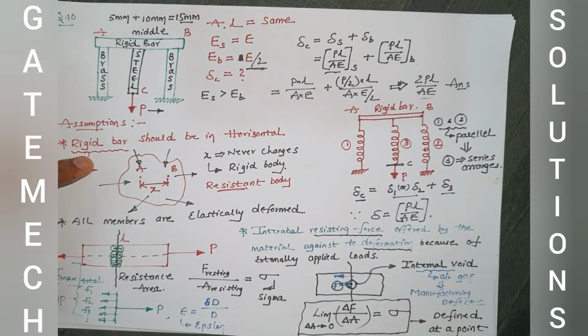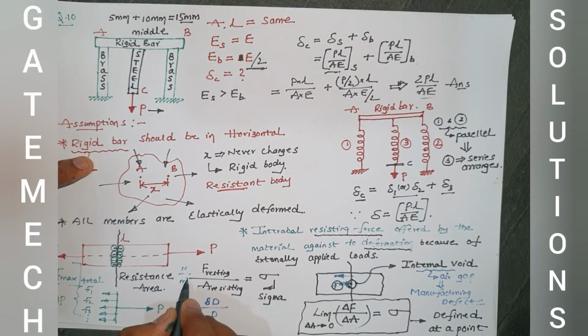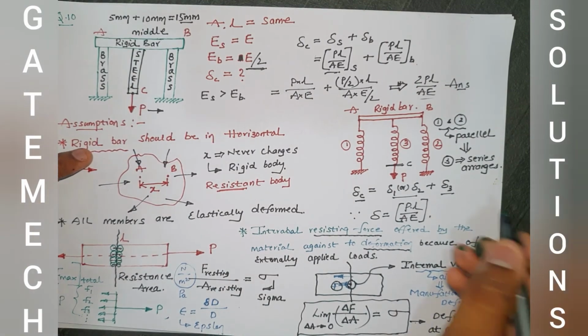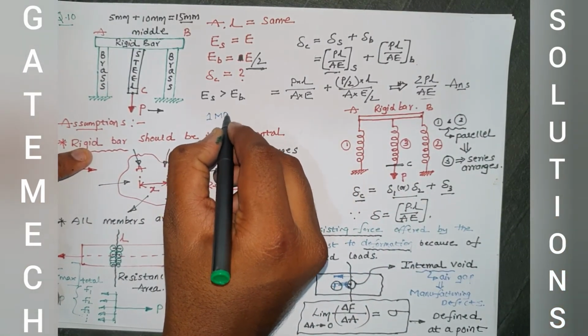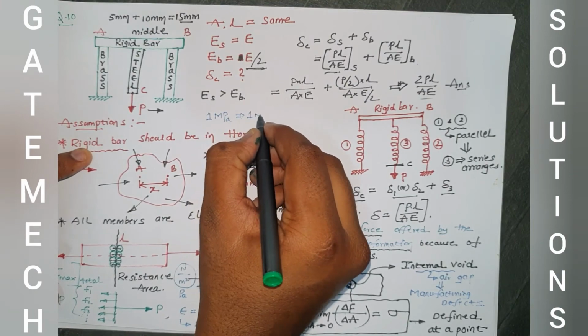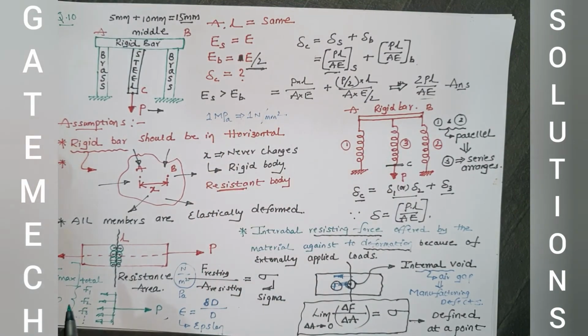But stress has the unit of force per unit area, that means Newton per meter square. Newton per meter square can also be written as Pascal. But generally we convert into megapascal. 1 megapascal is also equal to 1 Newton per mm square. That relation you also need to know, right?